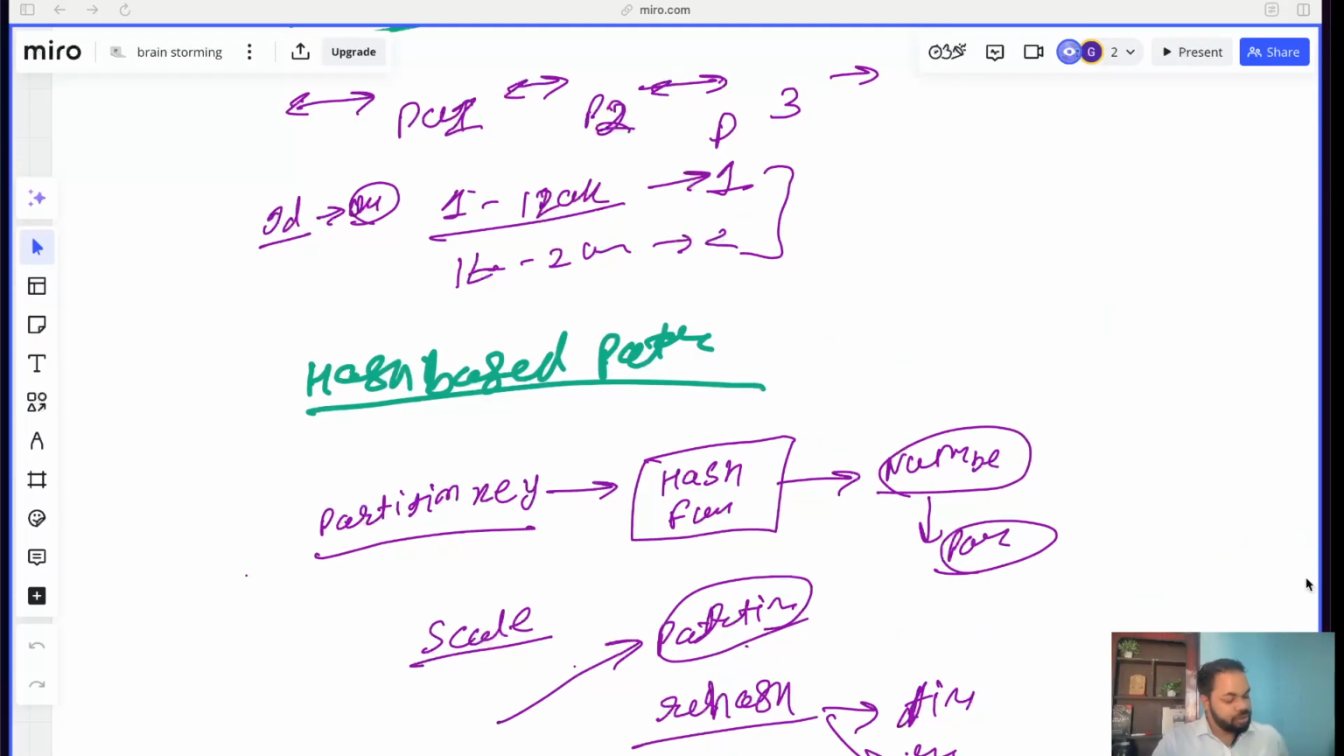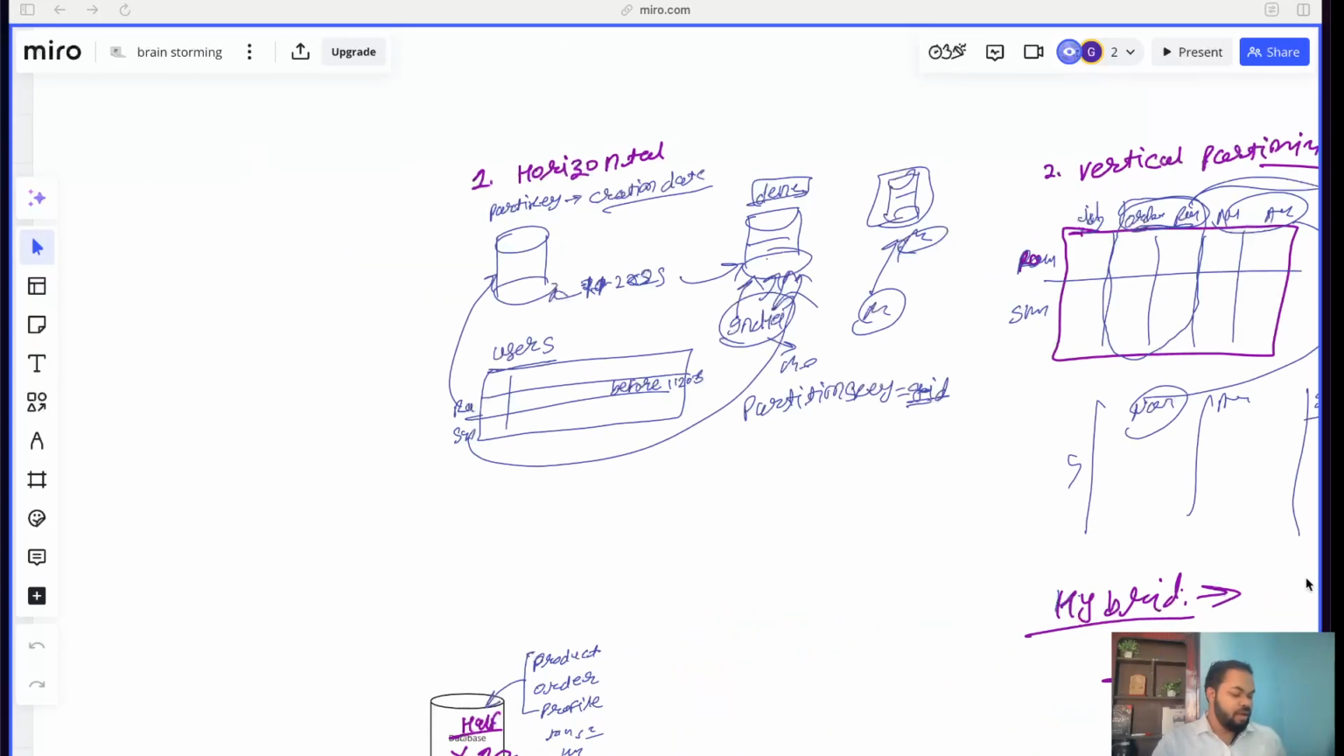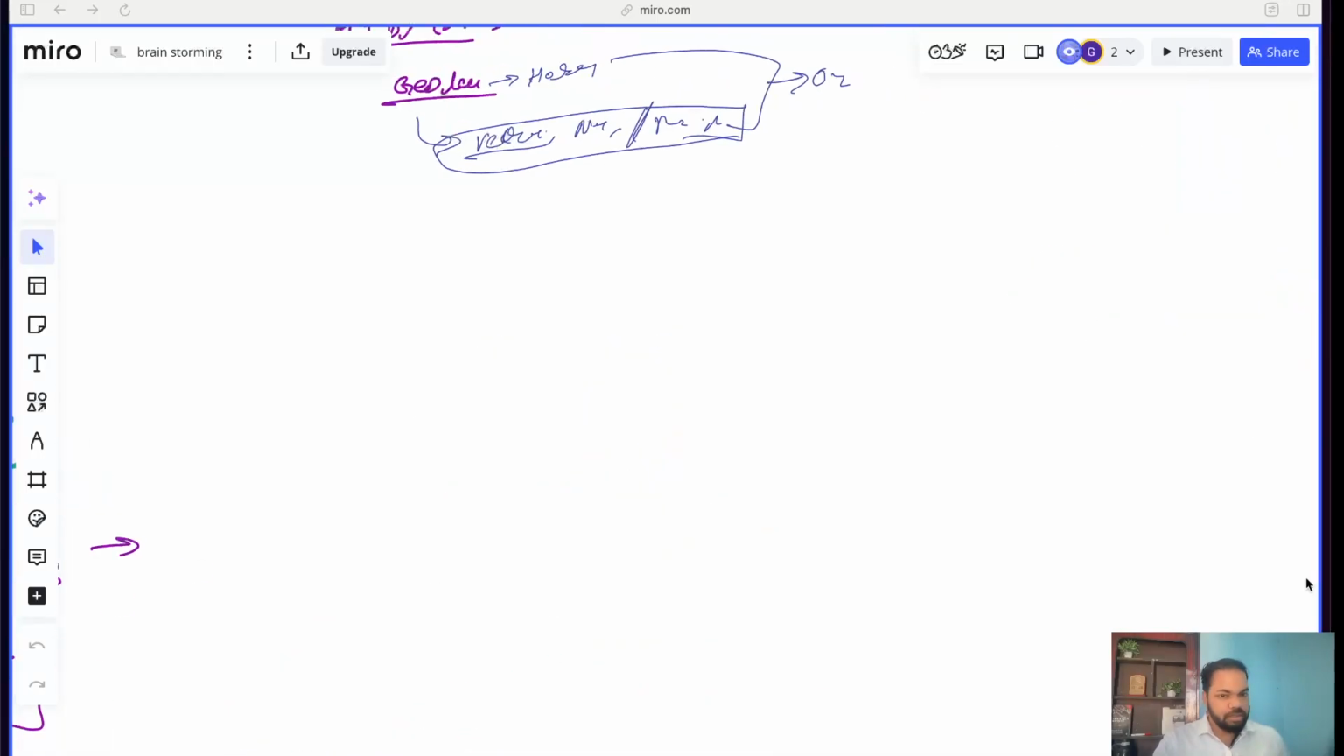Okay, let's go to the next thing. What is missing now? The benefits of partitioning. What are the benefits of partitioning?